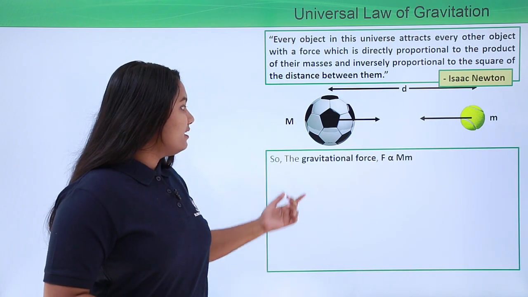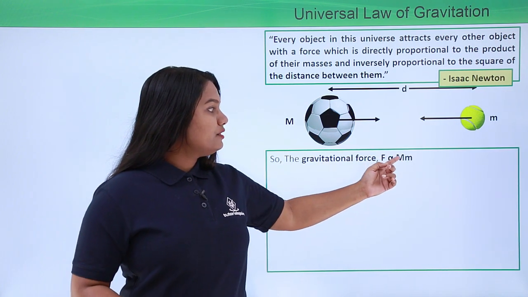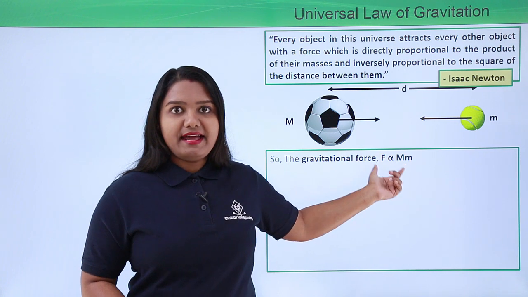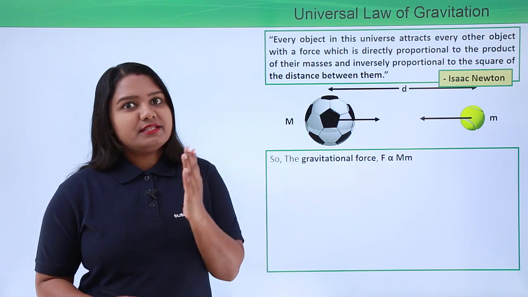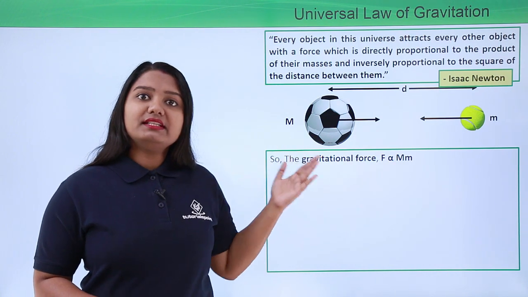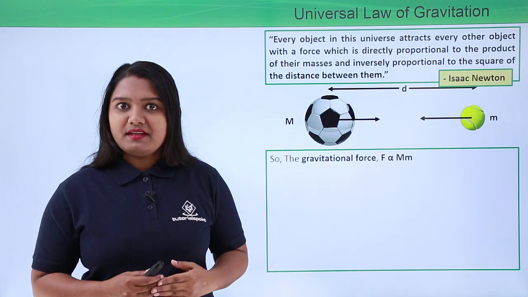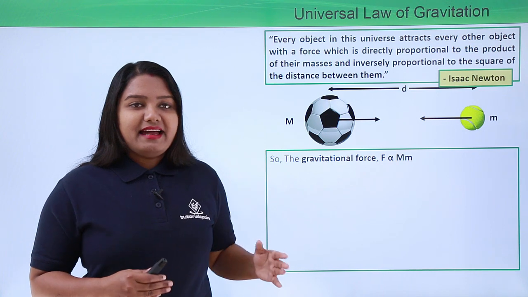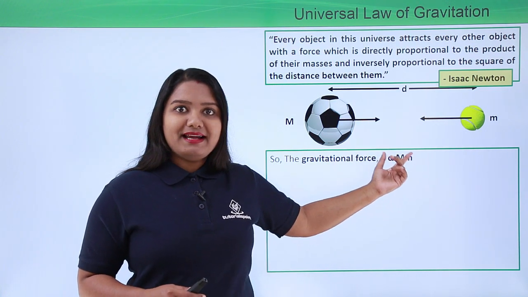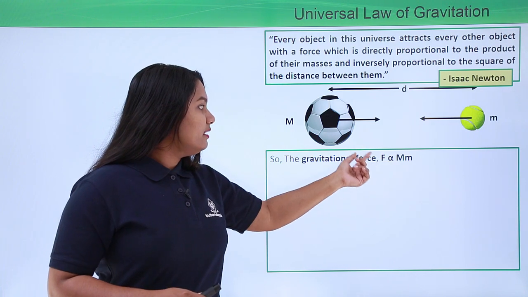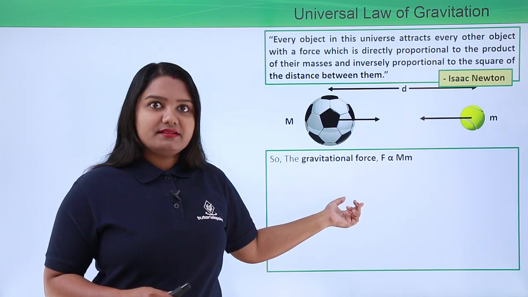Now this force is directly proportional to the product of their masses, that is F is directly proportional to capital M multiplied by small m. Now what does directly proportional mean? This means that if the quantity in the right hand side increases by some way, then the quantity in the left hand side also increases.